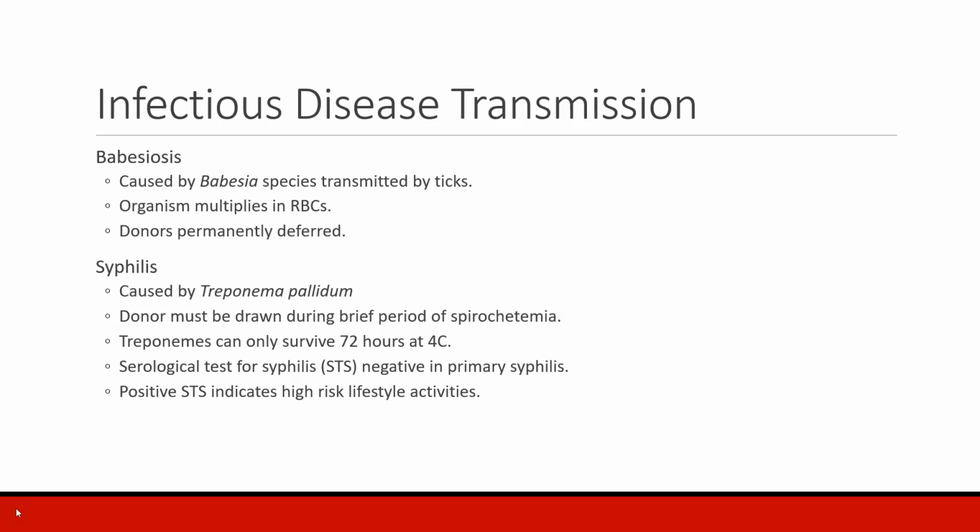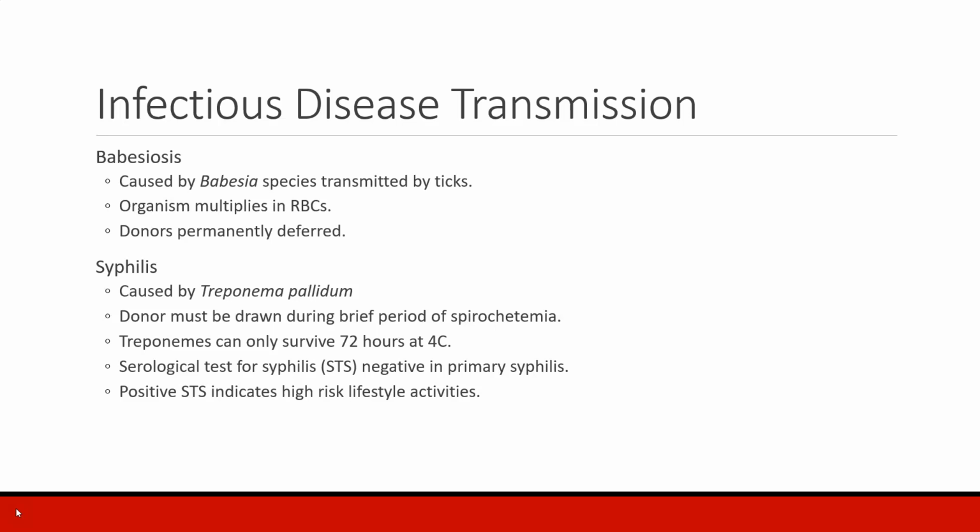Syphilis is caused by Treponema pallidum. The donor must be drawn during the brief period of spirochetemia. There's a brief period of time where the spirochetes are in your blood. The treponemes can only survive 72 hours at 4 degrees centigrade. So the chance of blood being transfused within 72 hours is very uncommon because of all the testing that must be done prior to releasing it to the hospitals.